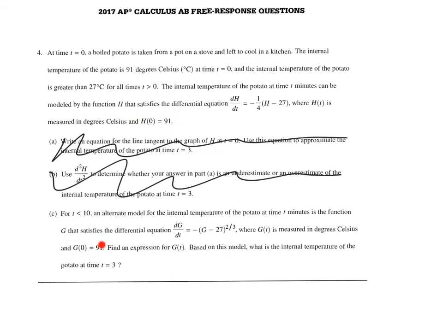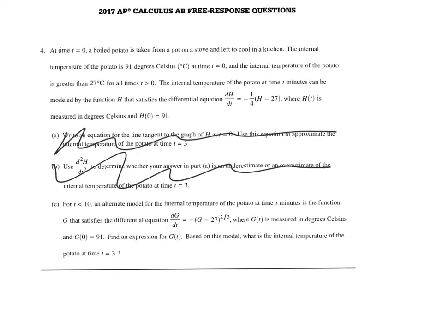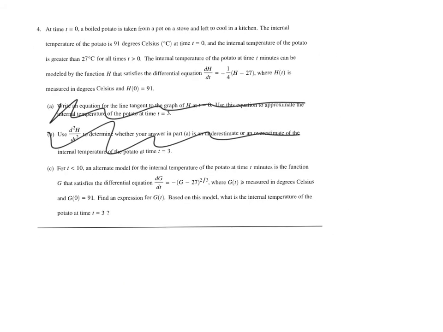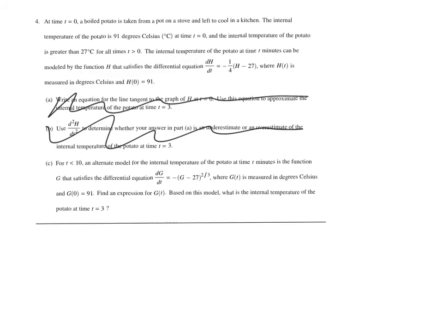Remember, H of 0 is 91, so is G of 0. Find an expression for G of T based on this model. What is the internal temperature of the potato at time T equals 3? So this is just separation of variables. So I'll show you how we do this.